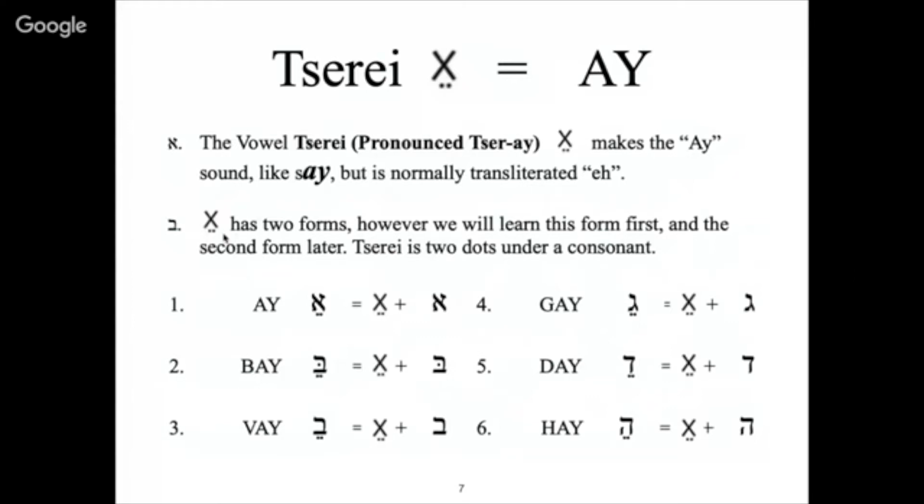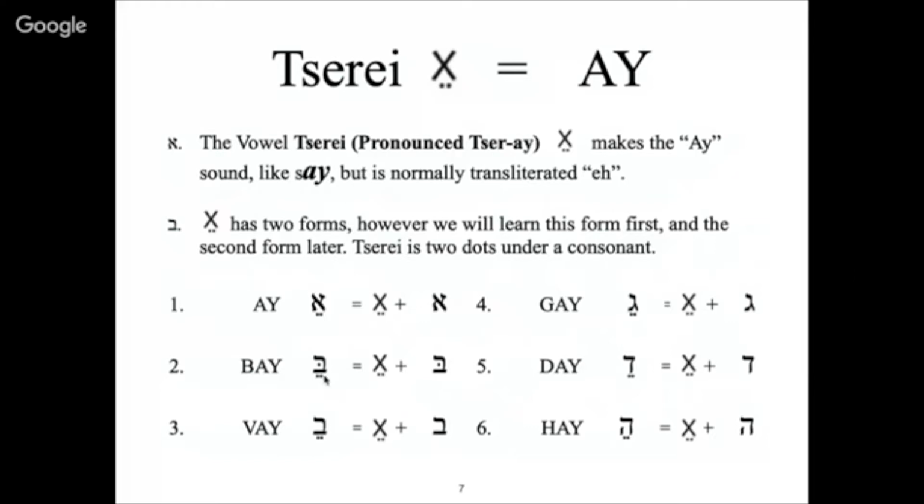Okay, so the tserei has two forms. However, we will learn this form first and the second form later. Okay, so the tserei is two dots under a consonant, right? So under the aleph, it just says A, right? Because remember, the aleph really is silent and it makes the sound of the vowel that's under it, right?